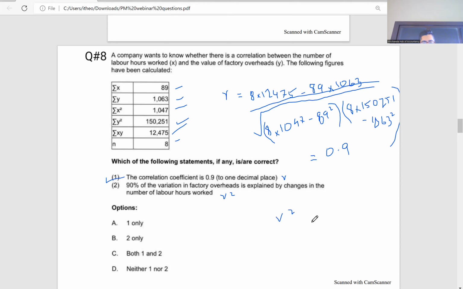Now let's find r square for variation. So 0.9 square, the variation is gonna come as 81%. And what is the statement saying? 90% variation is explained by changes. So variation is not 90%. 0.9 square variation is 81%. So statement 2 is false. So what is the correct answer? Which statement is correct? 1 only.